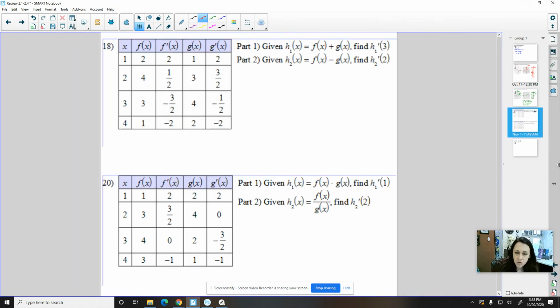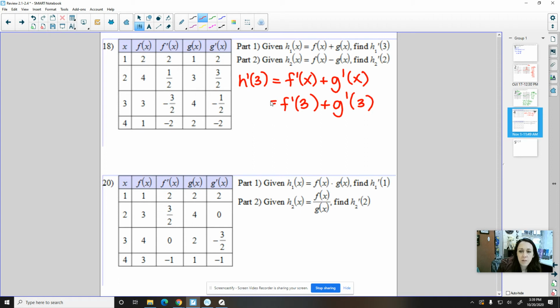Okay, these two questions are asking you to be abstract in your knowledge of derivatives. So it says for 18, part 1, h is equal to f plus g, find h prime of 3. Okay, so if I want to take the derivative of something that's a sum or a difference, I am allowed to just take the derivative of each piece separately and put a plus sign between. So once you do that, you're going to plug 3 in.